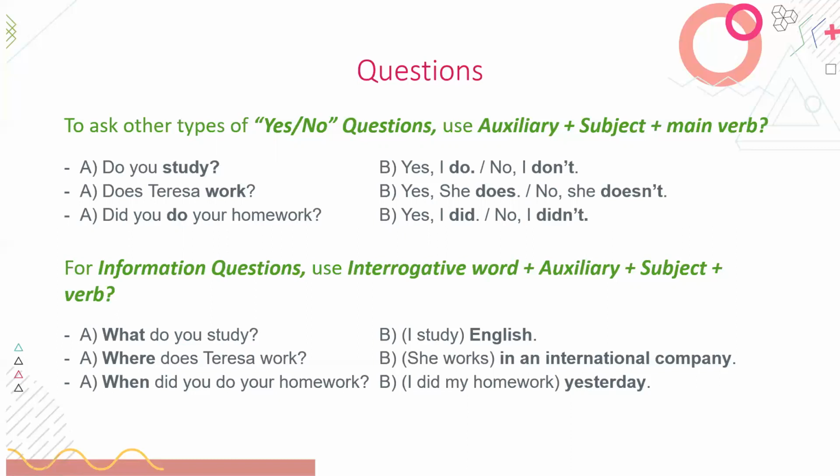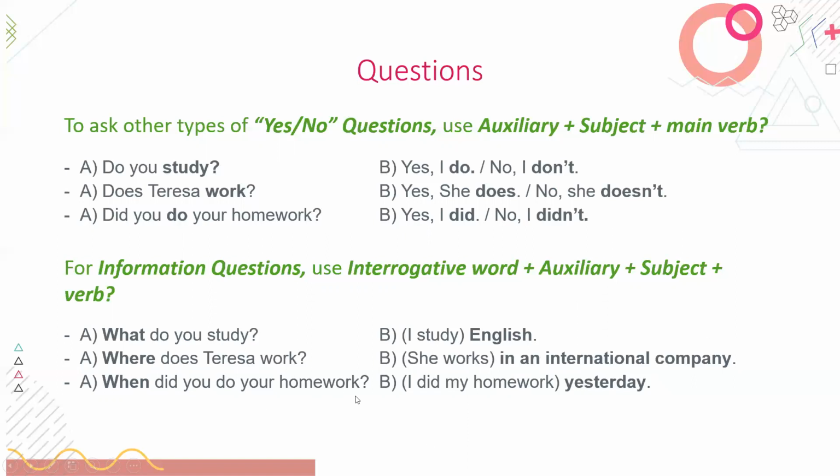Notice the short answers. Use the same auxiliary you use in the question. Don't make a contraction in positive short answers. For information questions, use interrogative word plus auxiliary plus subject plus verb. What do you study? English. I study English. Where does Teresa work? In an international company. She works in an international company.